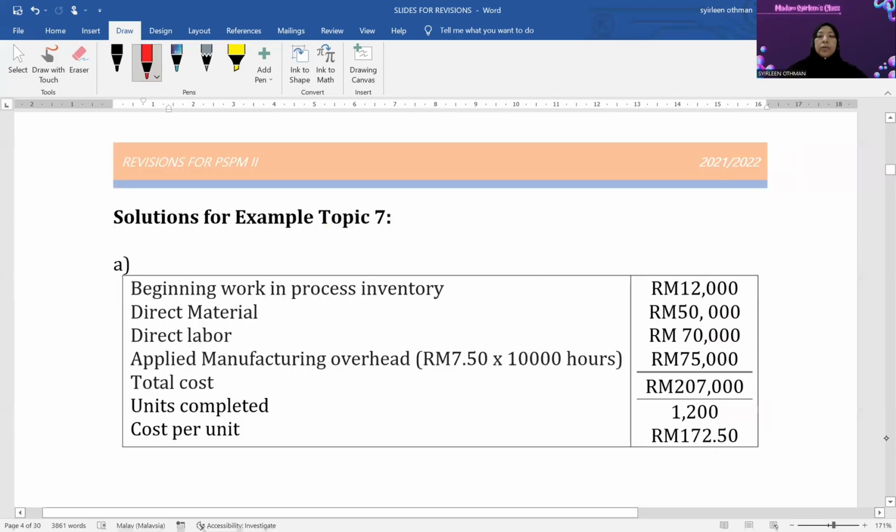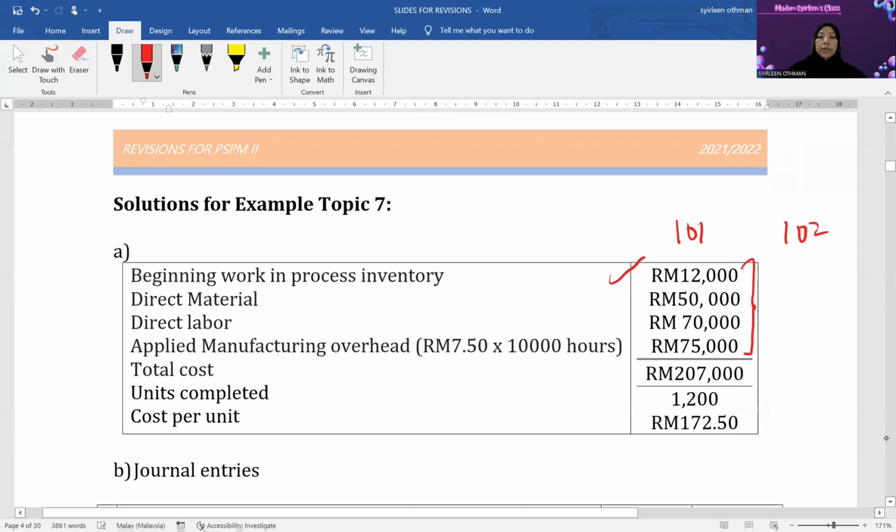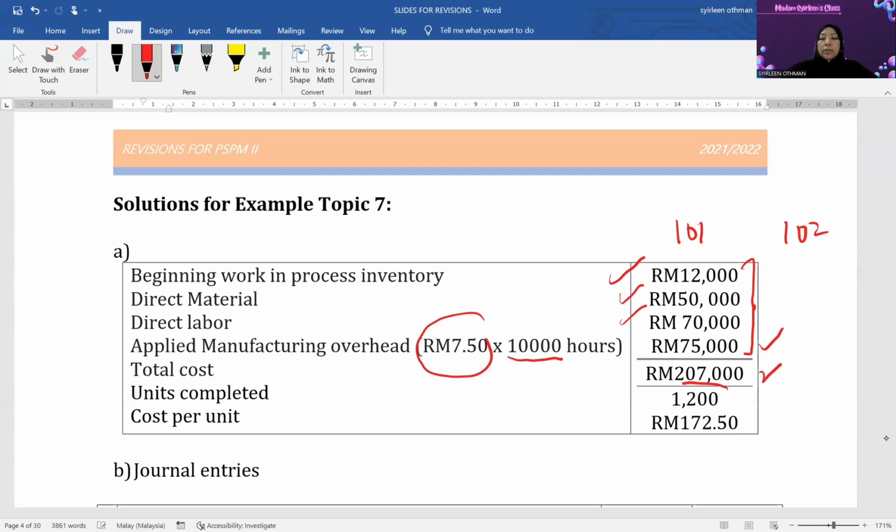Okay. So you have your beginning work in process, your direct material, your direct labor. Your POR is already given in the question, RM7.50, and the actual direct labor hours given in the question is 10,000 hours. So your applied manufacturing overhead is 75,000. So the total cost for this job is actually 207,000 ringgit. Okay, so the item that you produce, okay, the units are 1,200 units. So for each unit that is completed, the cost for the unit is actually 172 ringgit and 50 cents.